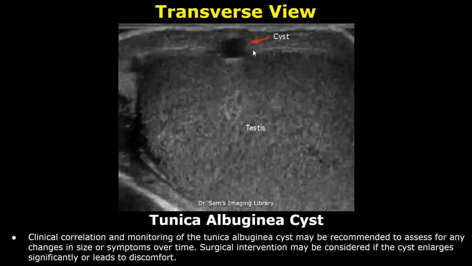Clinical correlation and monitoring of the Tunica Albuginea cyst may be recommended to assess for any changes in size or symptoms over time. Surgical intervention may be considered if the cyst enlarges significantly or leads to discomfort.